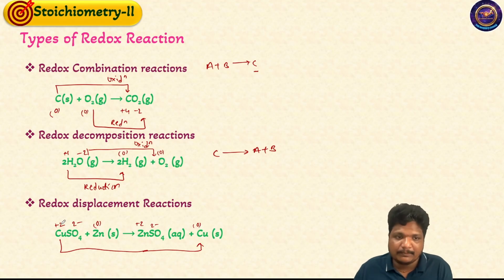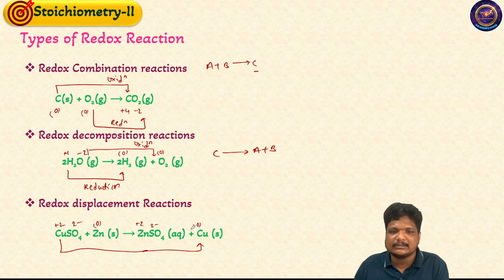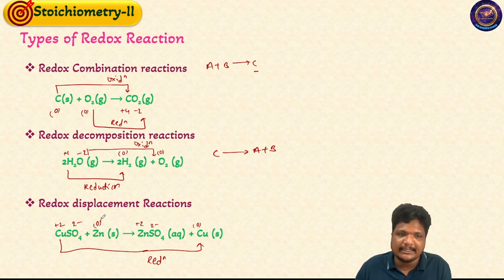ఇక్కడ, సో +2 నుంచి 0కి, సో ఇట్ మీన్స్ దేర్ ఇస్ ఎ డిక్రీజ్ ఇన్ ఆక్సిడేషన్ స్టేట్. సో డిక్రీజ్ ఇన్ ఆక్సిడేషన్ నంబర్ which is nothing but it is reduction reaction. Zinc from 0 oxidation state to +2 oxidation state. So 0 to +2 which is increase in oxidation number. So which is a oxidation reaction.